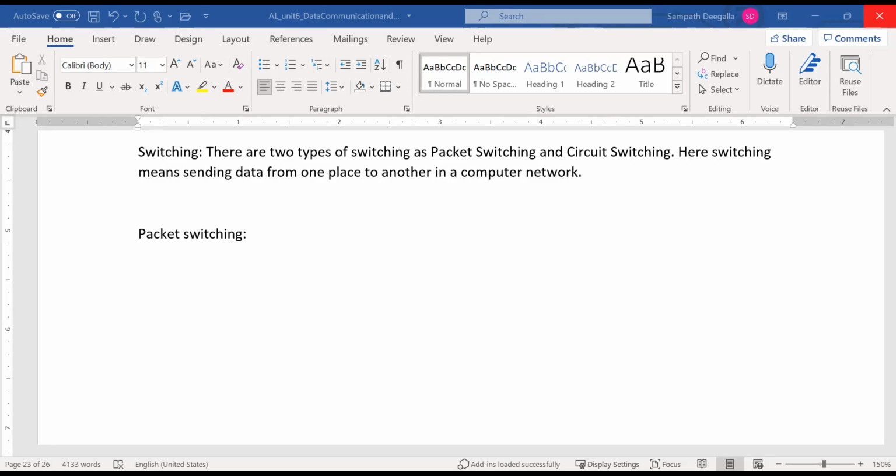Right. Let's draw a very small diagram which shows this, going from one place to another place. So first of all, we'll write down packet switching, and then we'll next write down circuit switching.